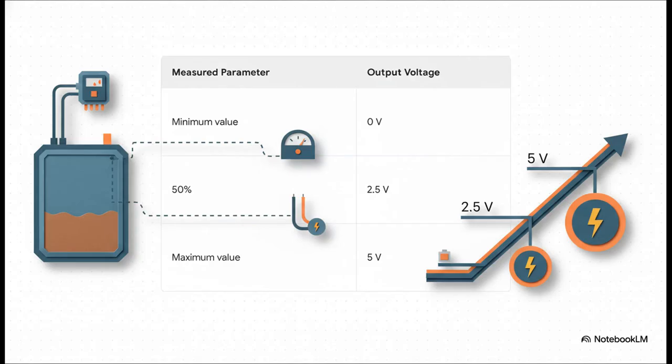And this slide just lays it out perfectly. Check it out. If a fuel tank is totally empty, the sensor sends out 0 volts. If the tank is completely full, boom, we get 5 volts. So what about a tank that's exactly half full? You guessed it. The sensor outputs a precise 2.5 volts. It's a straight line, a totally predictable relationship. So simple and so effective.